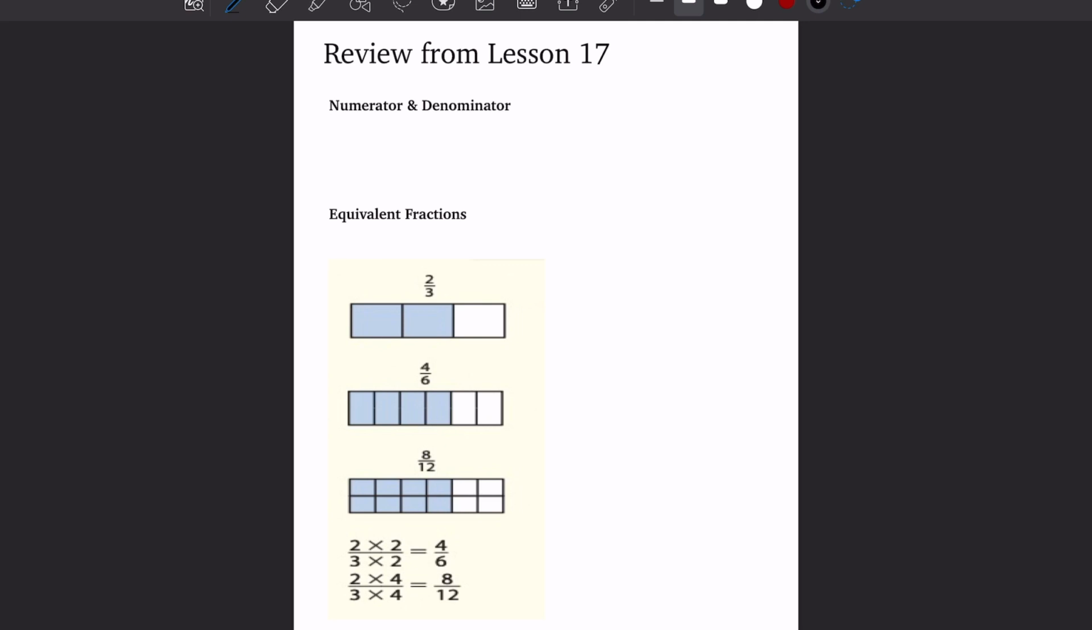lesson 17. We learned what a numerator and a denominator was. So let's take, for example, the fraction 1 over 4. The numerator is the number on top, and the denominator is the number on the bottom. A quick way that I remember that is that the denominator starts with a D. It reminds me of the word down. So it's like the down number, the number that's on the bottom. And then obviously the numerator is the opposite, the number on the top.